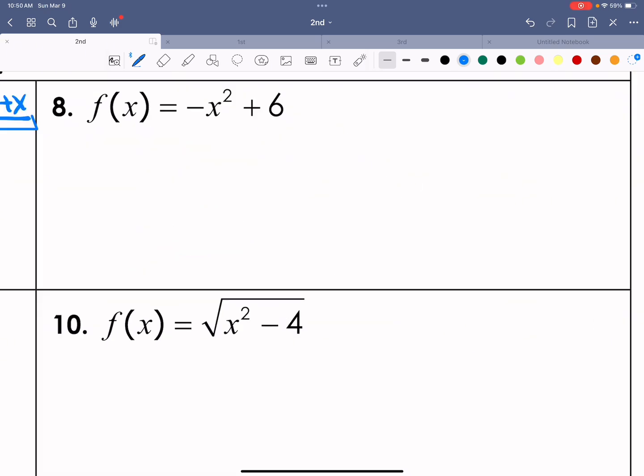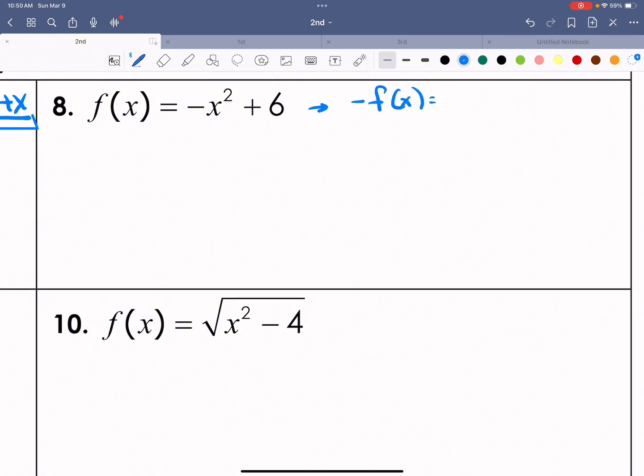Okay, let's look at number 8. So I'm going to find what negative f of x is first, so I'll know what I'm looking for. All right, if I put a negative in front of everything over here, and then simplify, that's going to give me positive x squared minus 6. So I'm going to get one of these two things, or hopefully. If I don't get either one, then that's just a none. So let's hope we get one of the other.